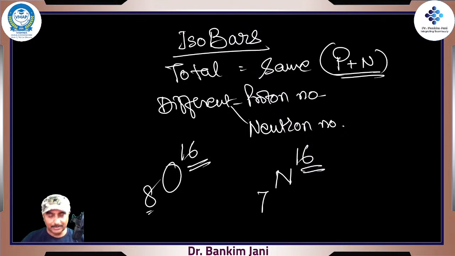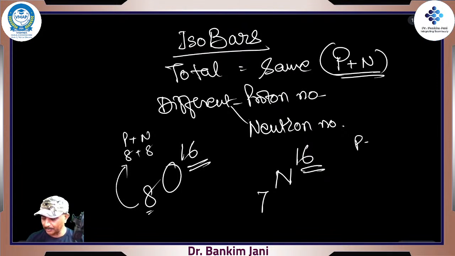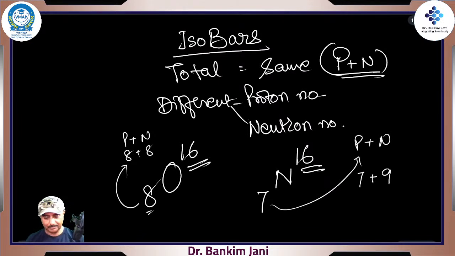So far, things are easy, right? In this case, proton plus neutron is 8 plus 8. In the other, proton plus neutron is 7 and 9. Totally different. But they are isobars.